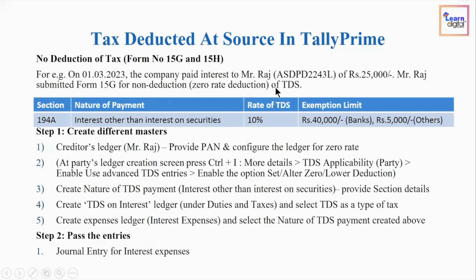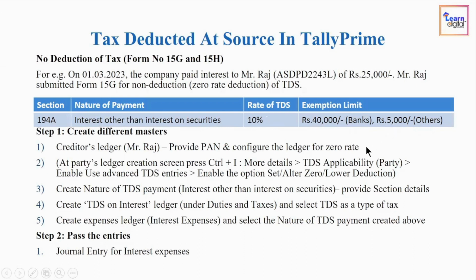So it is interest paid to Raj, which comes under section 194A. Nature of payment will be interest other than interest on securities. Rate of TDS will be 10%. Exemption limit: if the payer is a bank, then 40,000, and for other payers, it is 5,000.